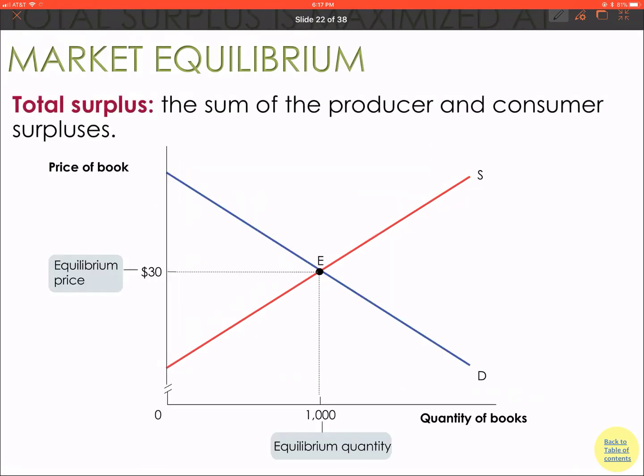So the total surplus, when we're talking about producer and consumer surplus, is going to be the sum of the producer and the consumer surplus. So those two triangles. And what does that mean? If you can understand this and explain it without the graph, before you do more work with the graph, that's the way to go. Because it's one thing to graph consumer and producer surplus, but to actually be able to explain what they are is huge.